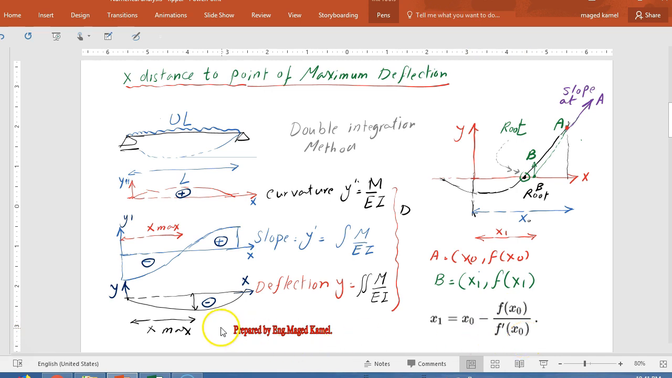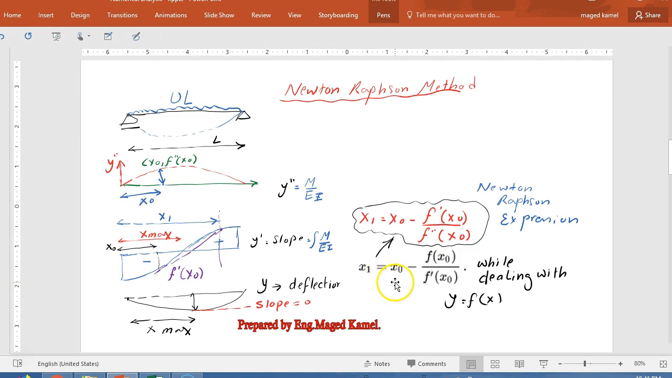But luckily, the slope at the maximum point of deflection is equal to 0. That's why we will move to the slope y dash, where we find that the point of zero, or the root point, is apart by the same distance, which is x max from the left support. Accordingly, the Newton-Raphson method will be modified as we are going to see in the next slide.